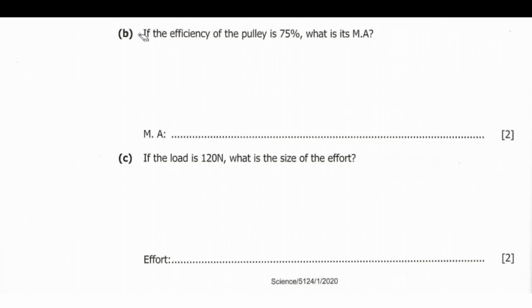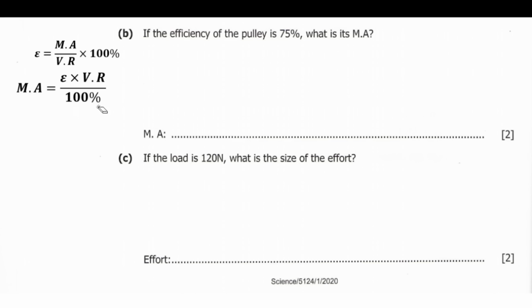Then B reads, if the efficiency of the pulley is 75%, what is its mechanical advantage? We know the formula here, that efficiency is equal to mechanical advantage over velocity ratio times 100%. So since they are saying what is its mechanical advantage, we will make mechanical advantage the subject of the formula as follows. So mechanical advantage will be given by efficiency times velocity ratio divided by 100%.